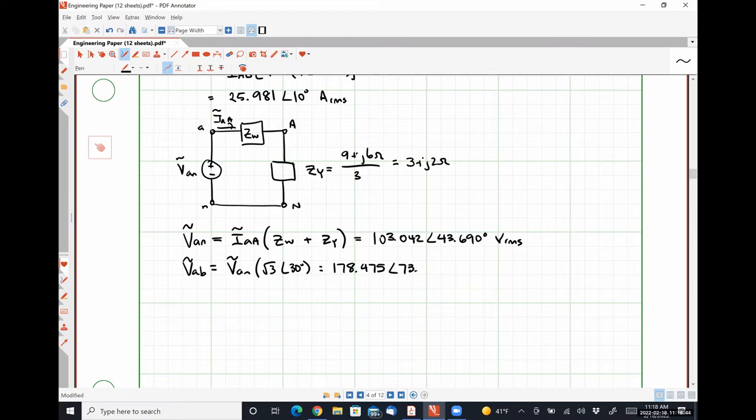Angle 73.690 degrees volts RMS. And then for VBC and VCA, we would simply subtract 120 degrees. And for VCA, we'd subtract 240 degrees from our baseline. Okay. That's another lightning bolt difficulty problem that we've knocked out in less than 10 minutes.